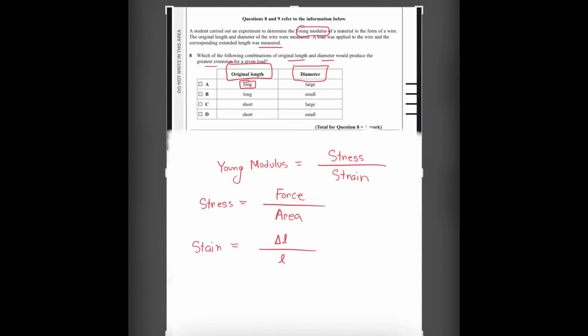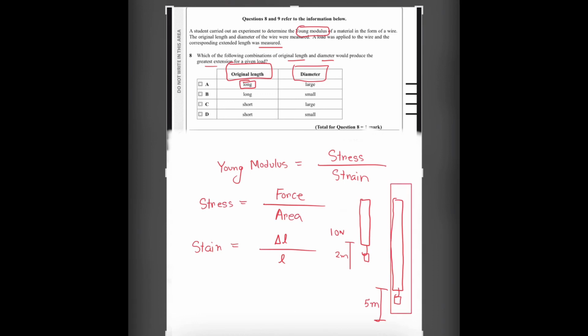For example, if we have a rubber like this and a rubber like this, and we apply the same load, for example 10 Newton here and 10 Newton here, this might have an extension of 2 meter and this might have an extension of 5 meter. So the extension of the longer original material will always be higher than the shorter original material. So the answer would be either A or B.